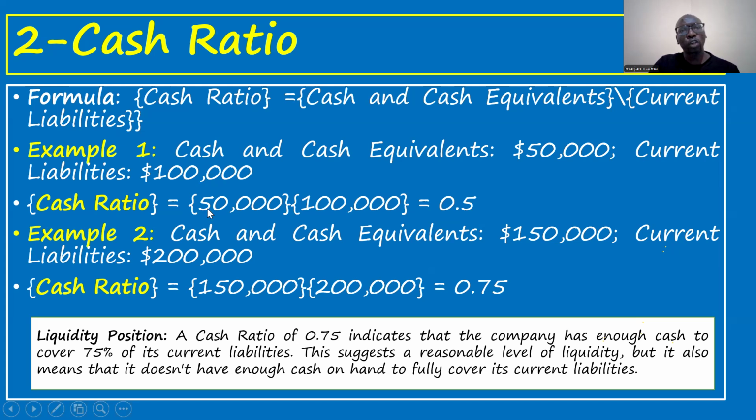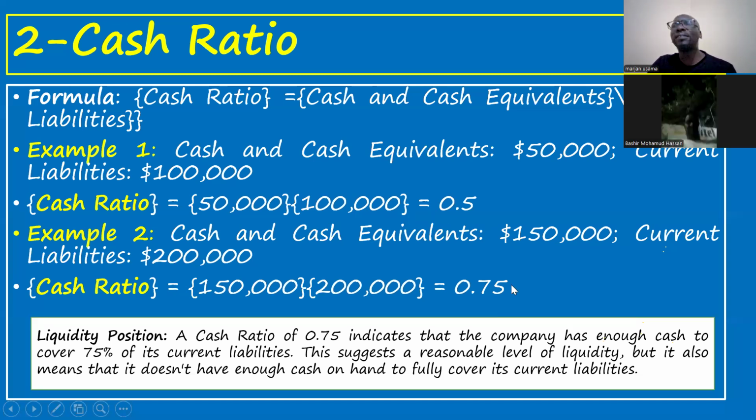So the cash ratio will be $50,000 divided by $100,000. So in the first example, you get 0.5. The same thing in the second example: you'll be given the cash and cash equivalents and the current liabilities. So you just take the cash or the cash equivalents divided by the current liabilities. So in the first example, you have 0.5, and in the second example, 0.75. So what is the meaning of these figures?